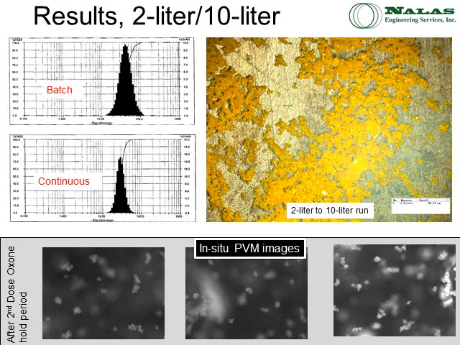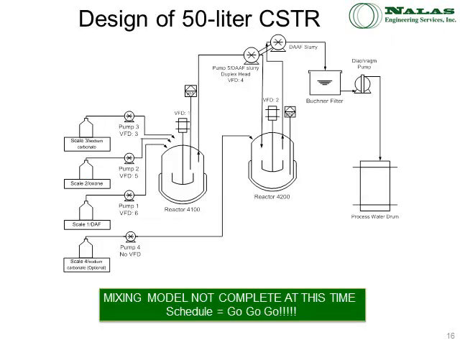Here's some more of the results. We have some Microtrac that looks at the batch versus the continuous process. Also, take a look at the PVM images I showed there on the bottom. We have small materials, small agglomerates, and then a nice microscope picture of the material as well. That's what we wanted to be able to produce for our customers as we scaled this up.